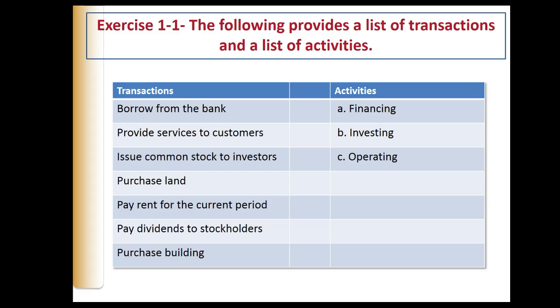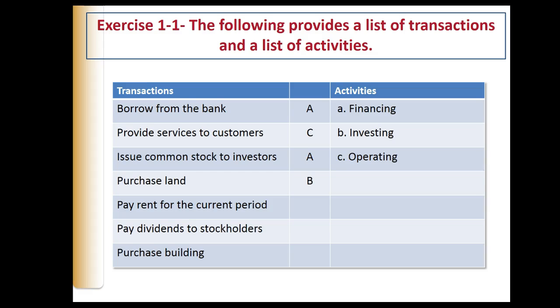So as you see here, borrow from a bank. Well, when we borrow from a bank, we are financing. We are creating manners in which we can finance the business. Providing services to customers. Services to customers would be creating revenues, which is in the normal course of the business, which would be operating activities. If we issue common stock to investors, what are we doing? We're financing. We're creating sources of monies to finance the business.